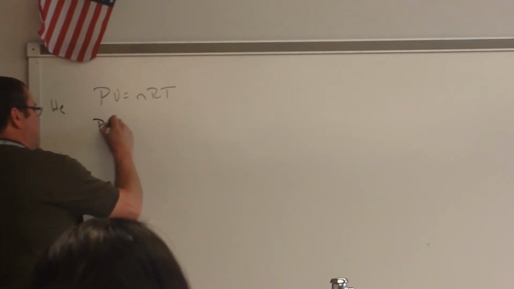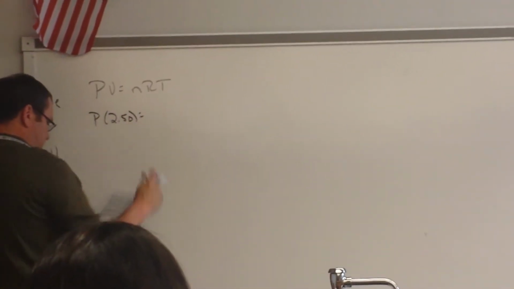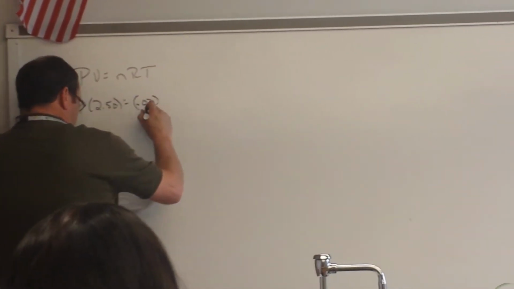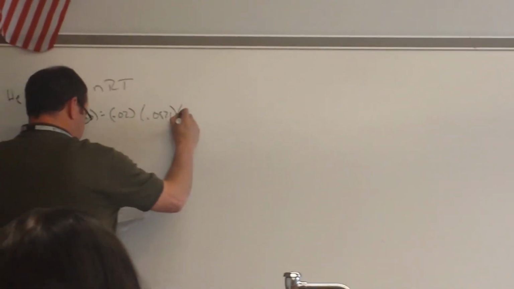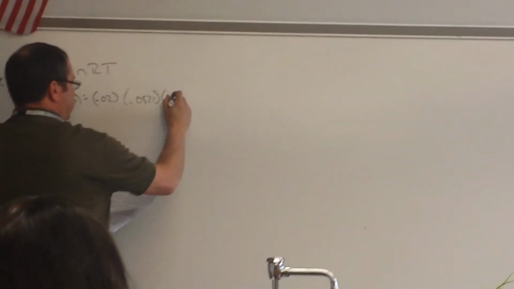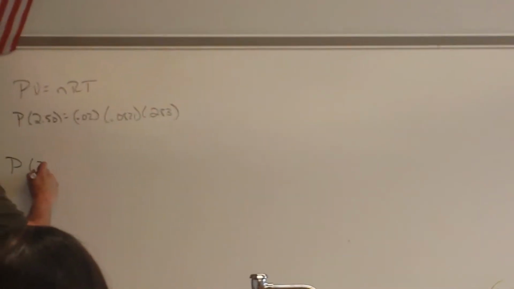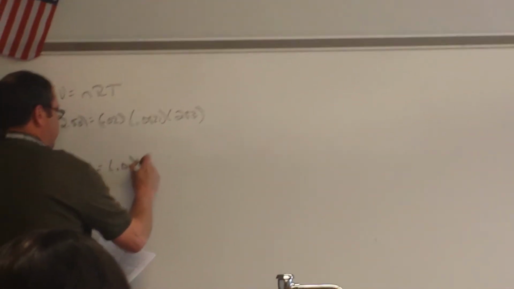So you got P times 2.50. For helium, how many moles? 0.02. R is 0.0821. And temperature is 10 degrees Celsius, or 283 Kelvin. And then you do the same thing for hydrogen. P equals, 2.50, same flask. But this time, 0.01 moles, right?